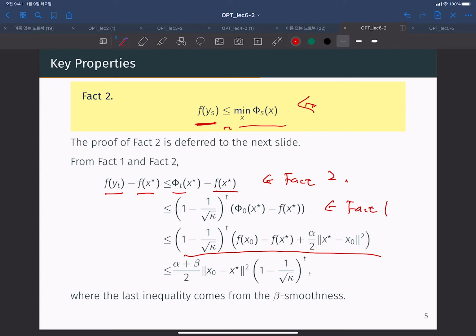It comes from the definition of pi 0 of x. Right? And so we have this. This comes from the beta smoothness of function f. Okay?